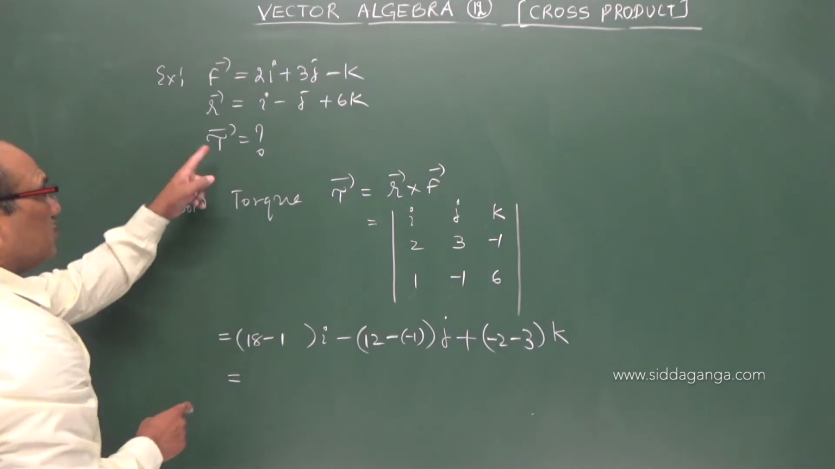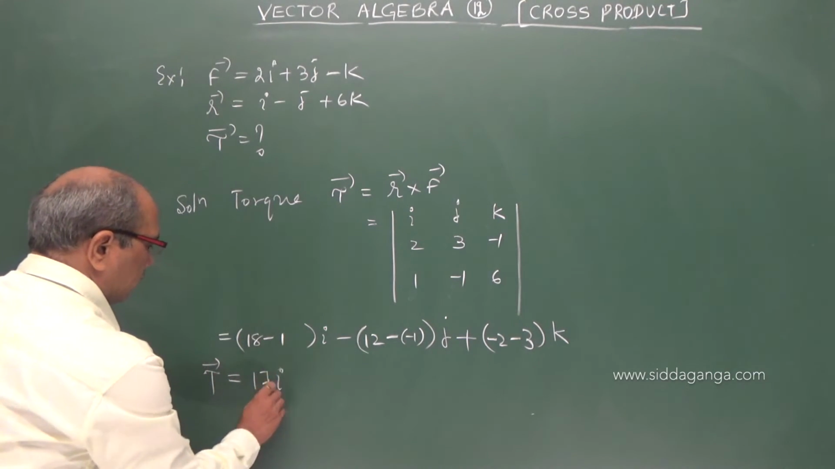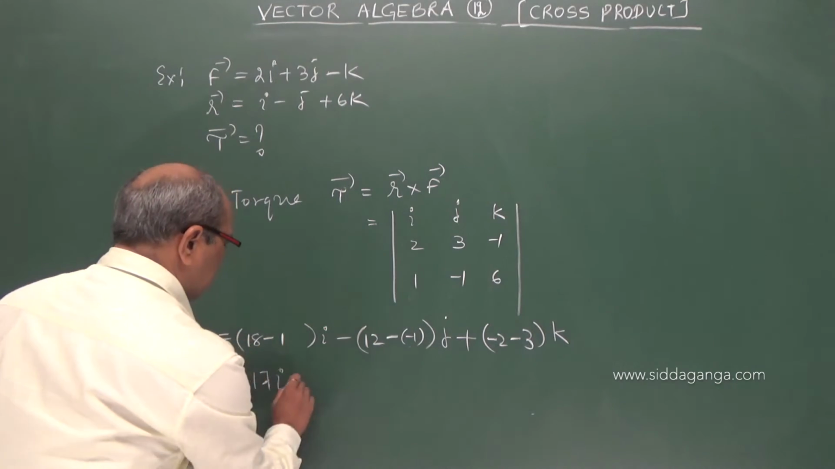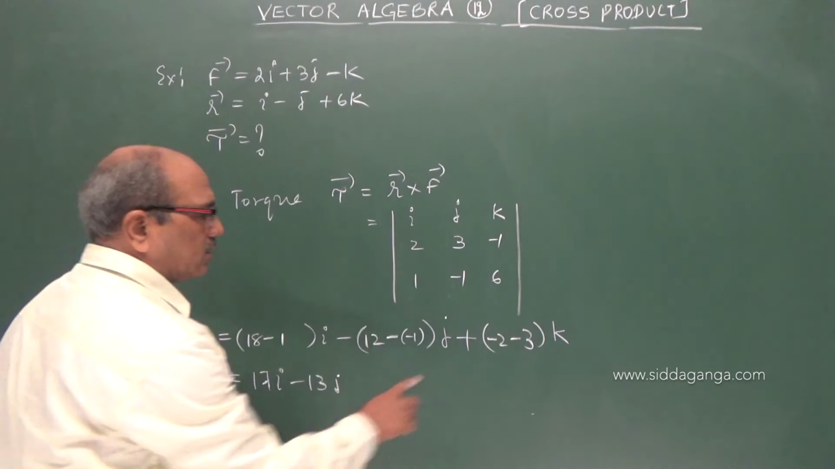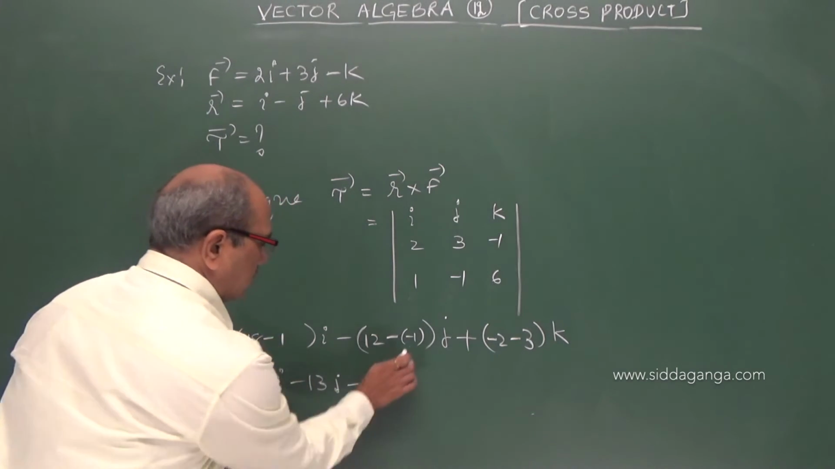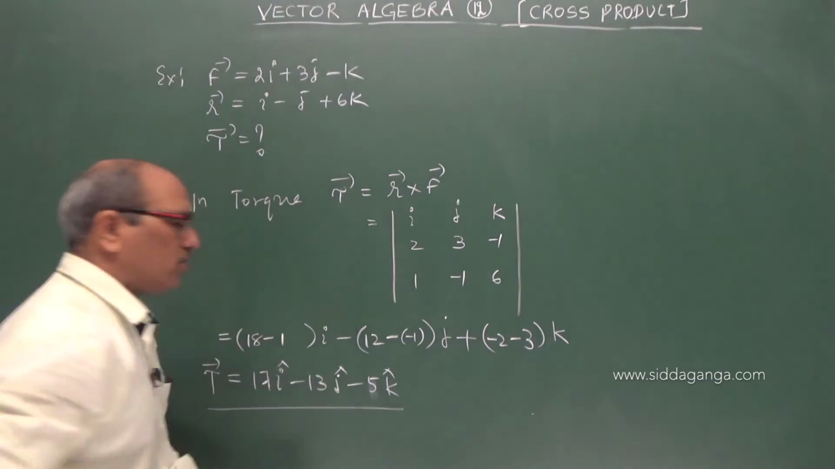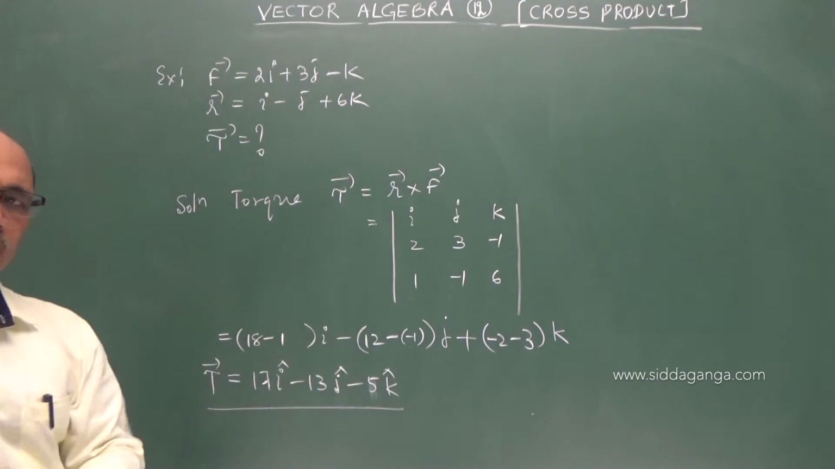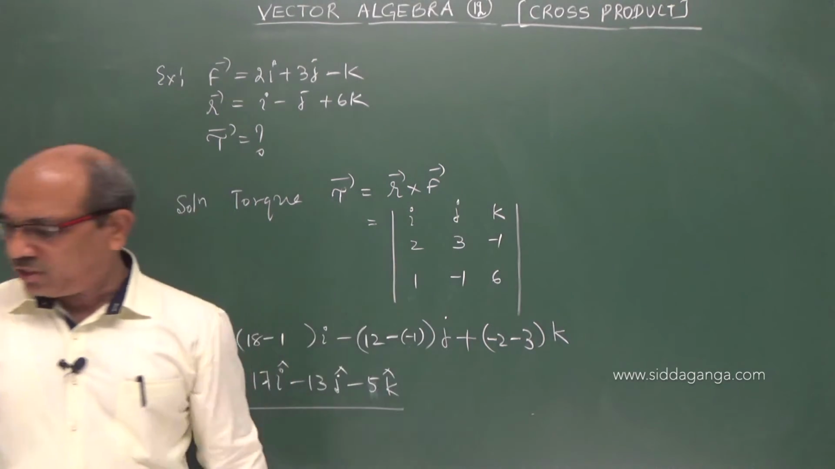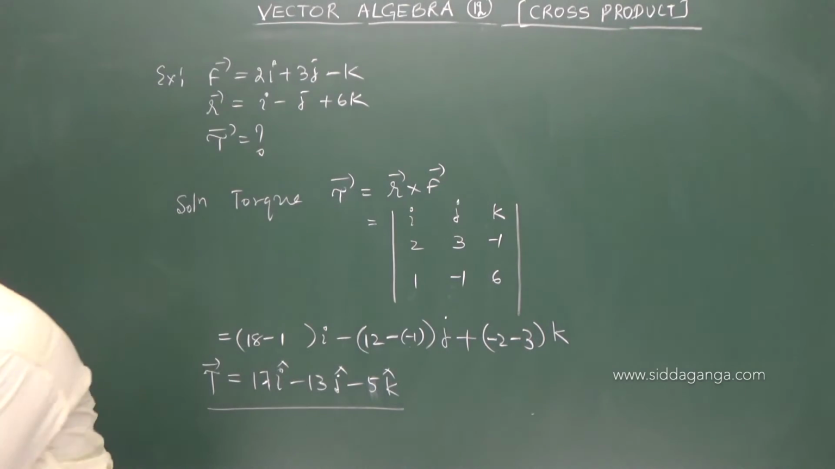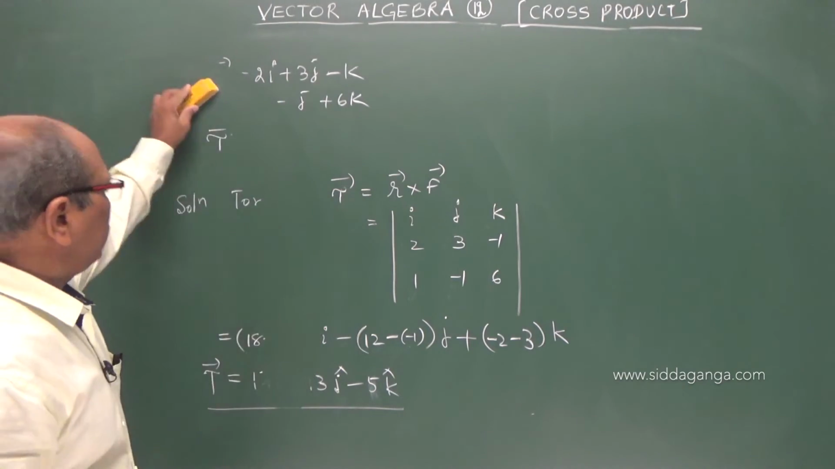So now the vector torque equals 18 minus 1 is 17i, 12 plus 1 is 13, because this becomes plus but outside is minus, so minus 13j, and again it is minus 3 minus 2, minus 5k. This is the expression for torque. You are having four options, which one is right, you have to search in that. Such questions appeared in the entrance papers. Coming to the next.